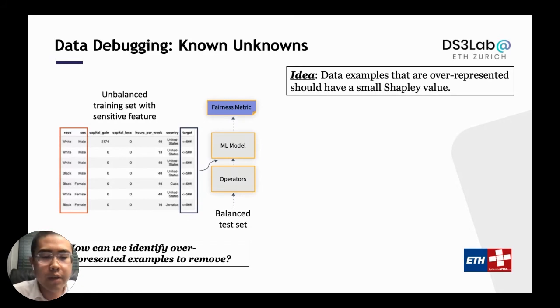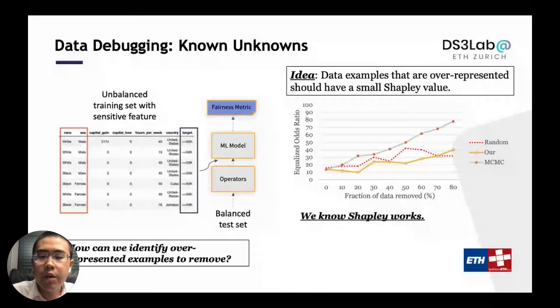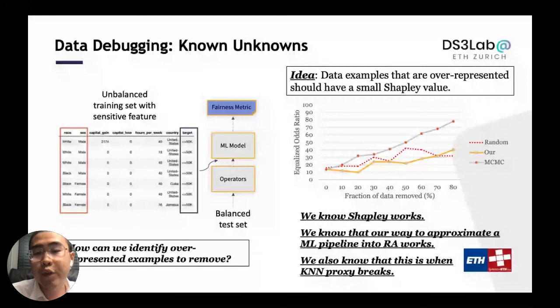Here the problem is, can we identify those overrepresented examples such that we can remove them and rebalance my data set? The high-level idea could be that if you look at those examples with very small Shapley value, highly likely they are those overrepresented examples. So this is one case where the idea of using Shapley value works really well. However, our proxy model, which uses a k-nearest neighbor classifier, actually breaks.